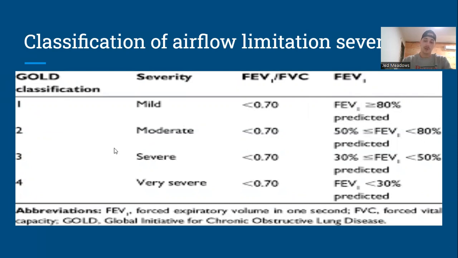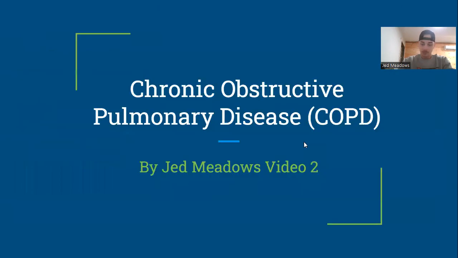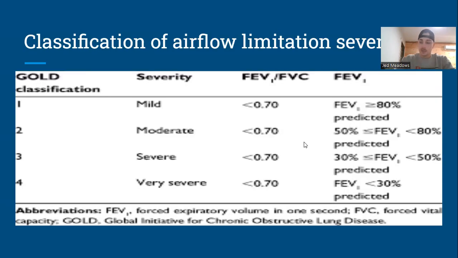Now, class two, which is moderate, your FEV1/FVC is the same, and then FEV1 is greater than or equal to 50% but less than 80% predicted. Now, class three, severe, is FEV1 greater than or equal to 30% but less than 50% predicted. And for class four, very severe, you would have FEV1 of less than 30% predicted.